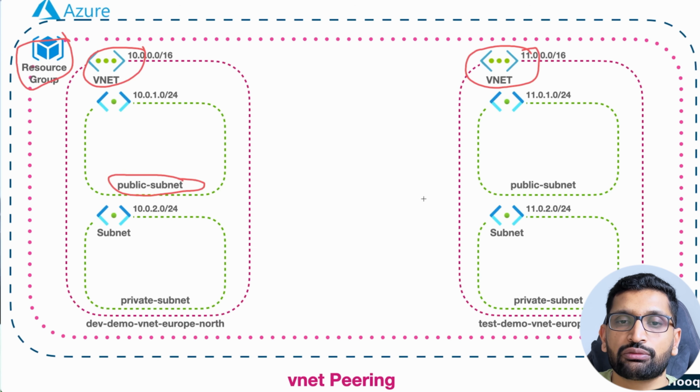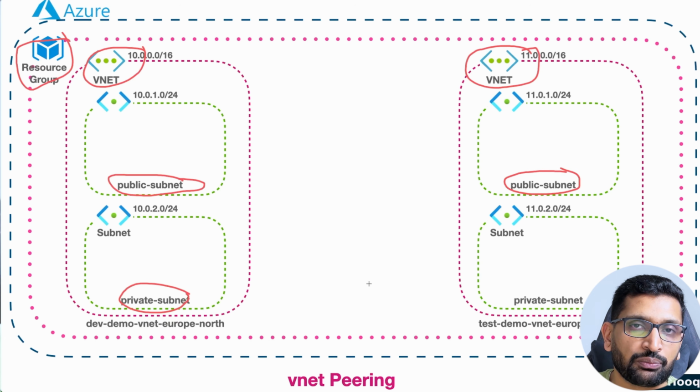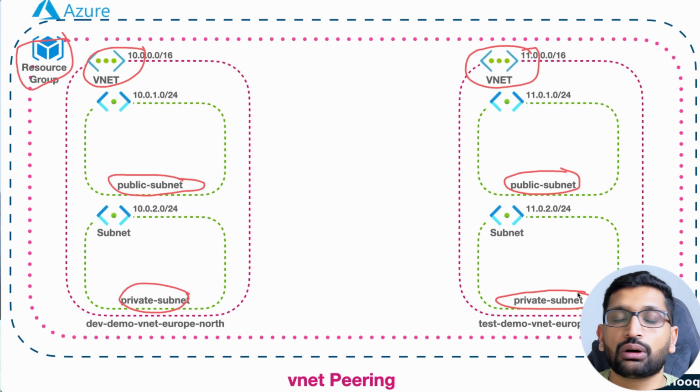So here you can see there is one public subnet in both the VNets. So we need to create one public subnet, and then we are going to create one private subnet in each VNet. So here you can see these are the private subnets. So let's get back to our Azure portal and create our public and private subnet in both the VNets.